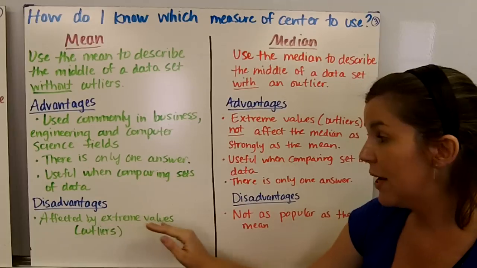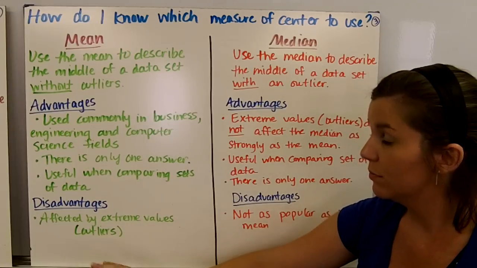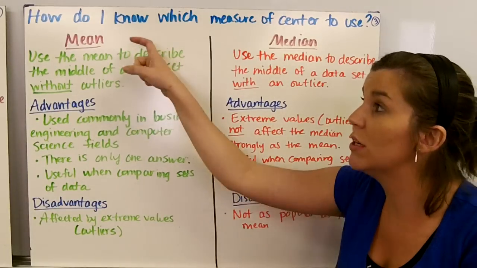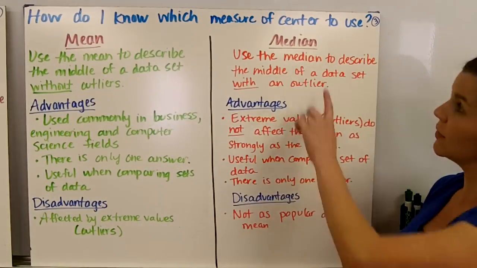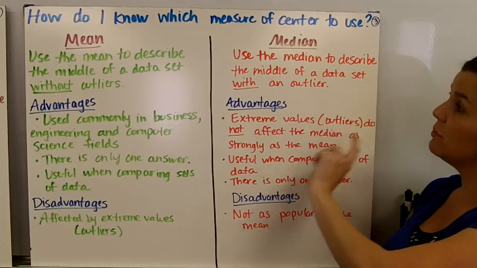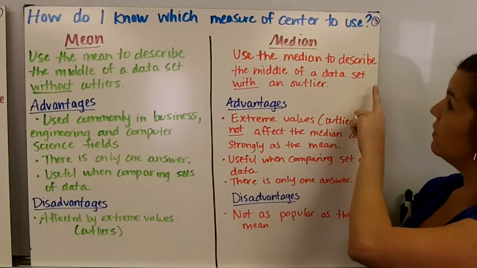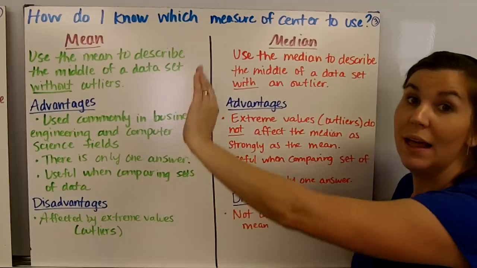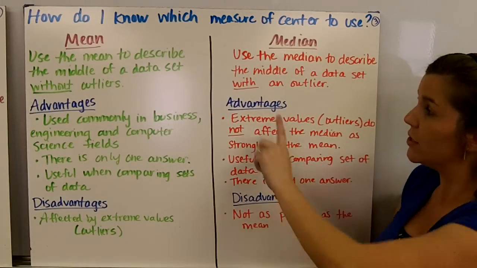Disadvantages: the mean is affected by extreme values, outliers. If an outlier is in the data set, then it's going to affect the mean. The median: we want to use the median to describe the middle of a data set with an outlier. So we would rather use the median than the mean if there are outliers.